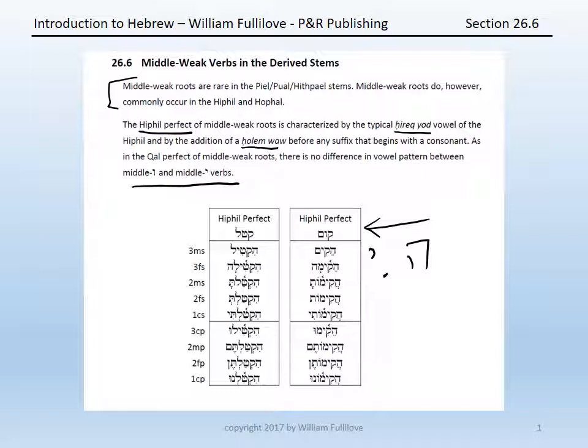You will note that the vowel under the he typically will instead be a tsere, and anytime the suffix, for instance in the second masculine singular, starts with a consonant like ta, it will be preceded by the Holam Vav. The preceding vowel sound means the suffix can no longer have a dagesh.